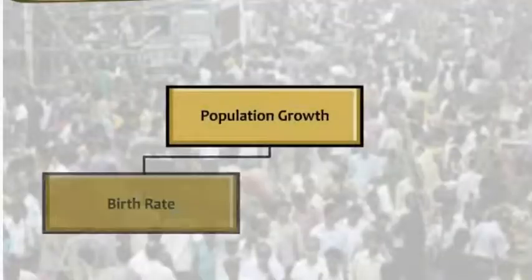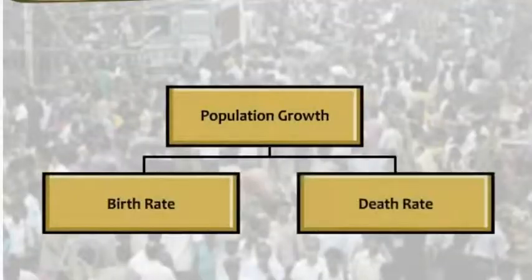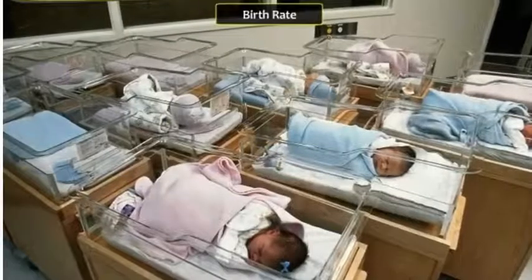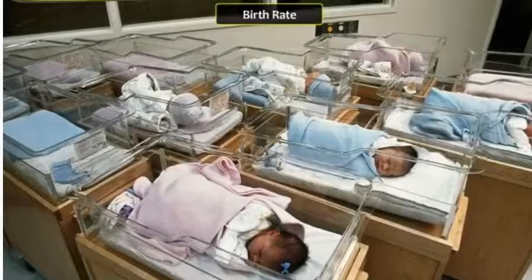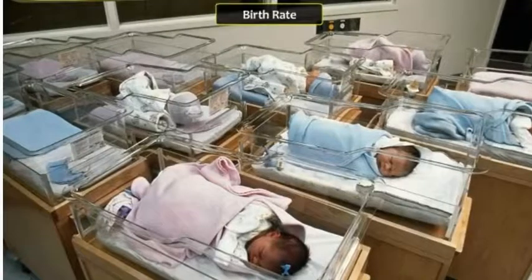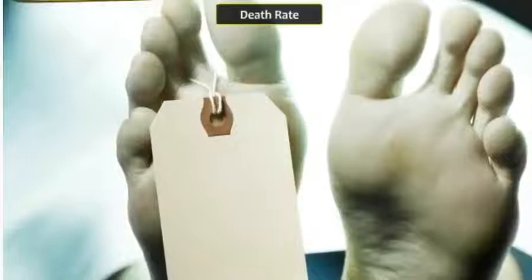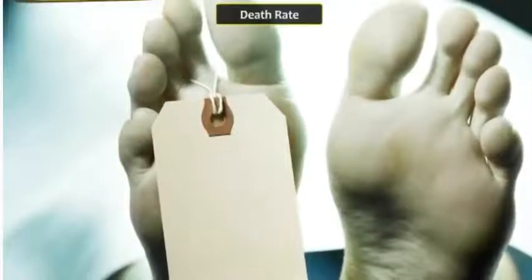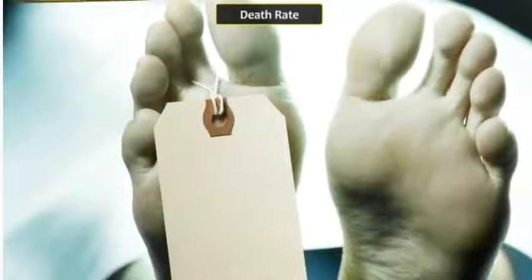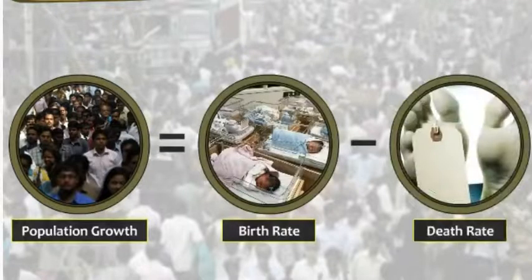So how can we calculate population growth? There are two factors. One is birth rate, another is death rate. Birth rate refers to the total number of births per thousand of a population in a year, and death rate refers to the total number of deaths per thousand of a population in a year. So population growth is equal to birth rate minus death rate.